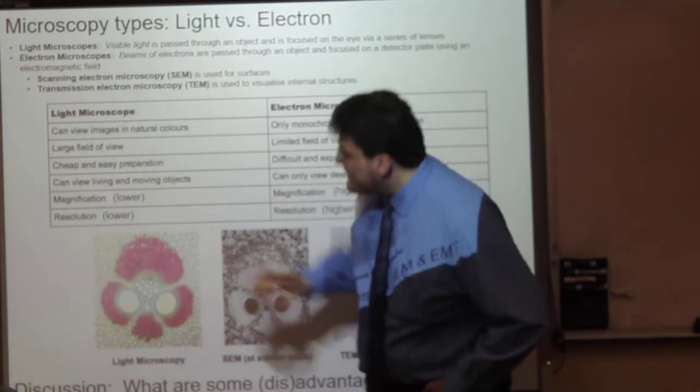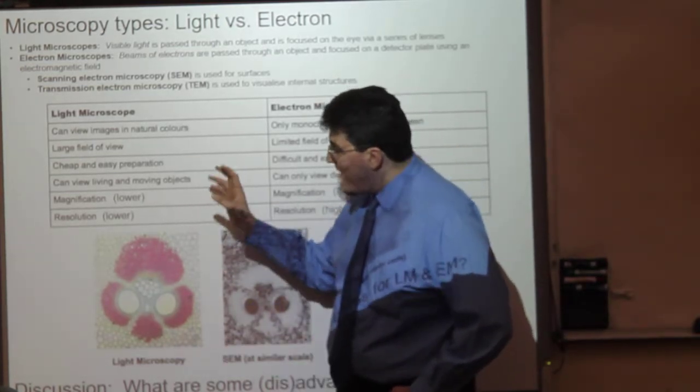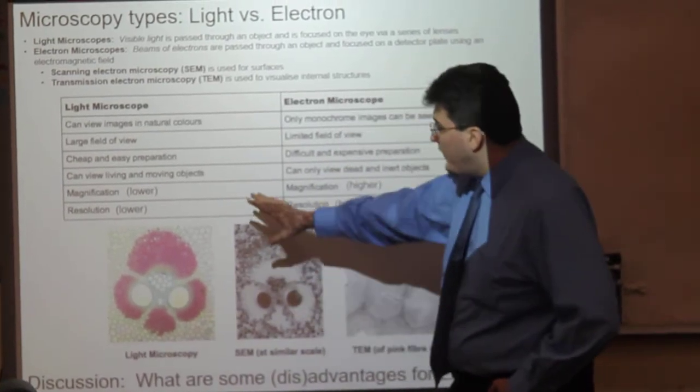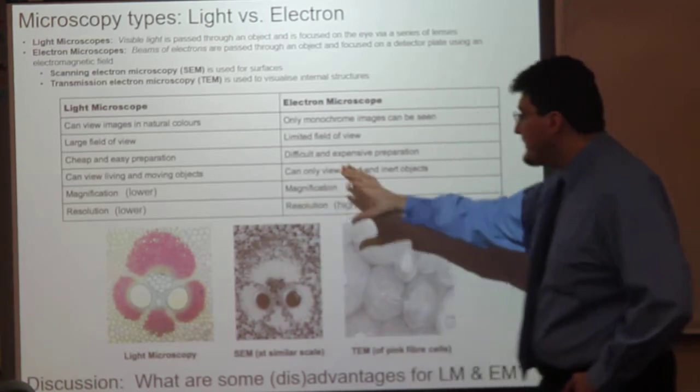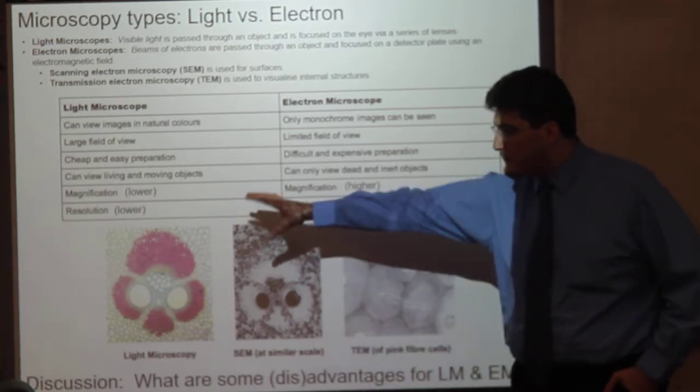So this is a light microscope of a transverse section through a vascular bundle, most likely, of some plant specimen. This would be a similar scanning electron microscope image of that same plant specimen.